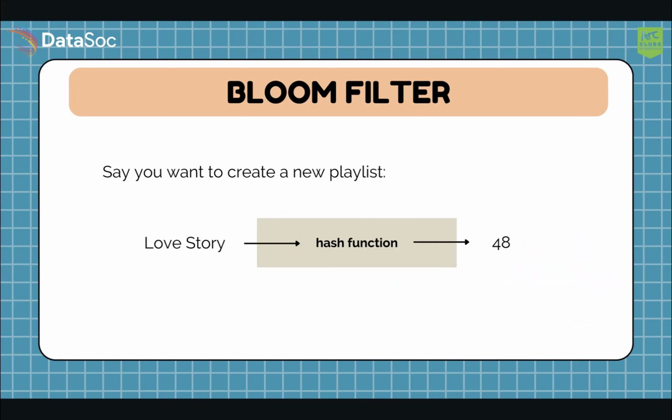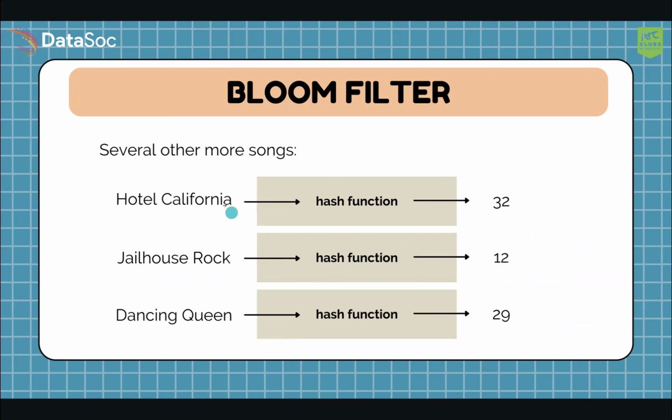Let's say that you want to create a new playlist of songs, right? So we use a mathematical function called the hash function. It doesn't really matter to us how the hash function works. Just know that it's sort of assigning a unique value to your variable. So let's say we want to add the song Love Story, right? Our hash function assigns it a value of 48, okay? And we want to add a few more songs. We add Hotel California, Jailhouse Rock, and Dancing Queen. So our hash function computes the values 32, 12, and 29, right?